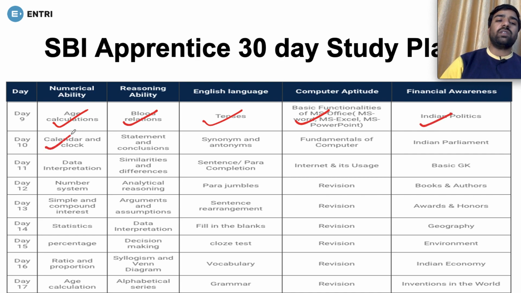On day 10, you can go with calendar and clock, statements and conclusion, synonyms and antonyms, fundamentals of computer and Indian parliament.